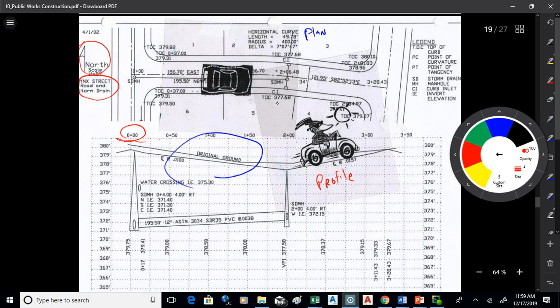And then we're marking this grid off every 50 feet. So here, for instance, is 1 plus 50. That's 150 feet down the line. That means one full tape, which is 100 feet, plus 50 feet more. That's the meaning of that, and that's why there's a plus sign in there. It's used as kind of like a number line to measure the system as you work your way down it.